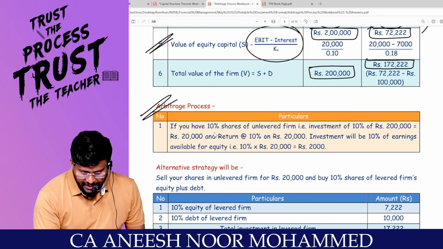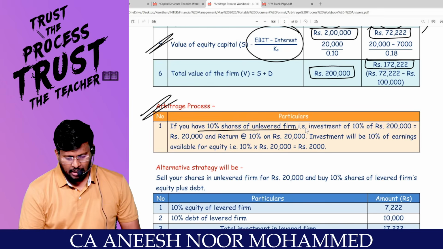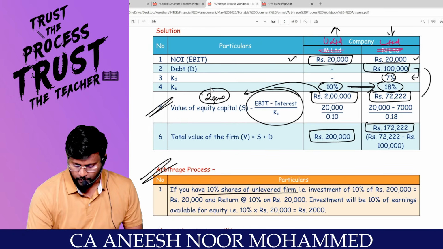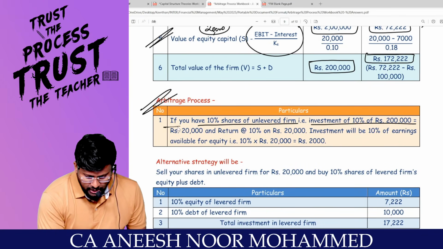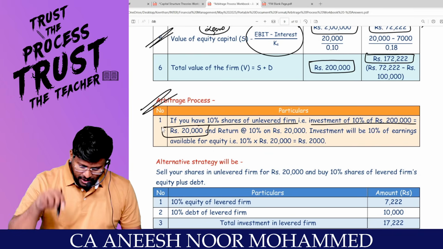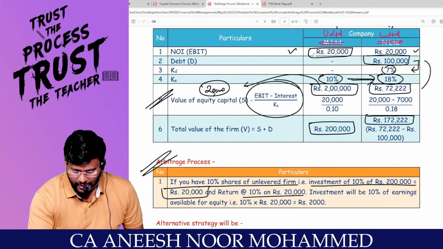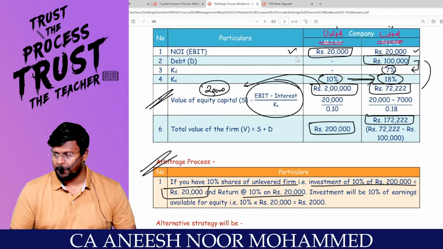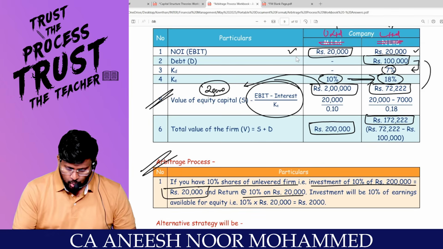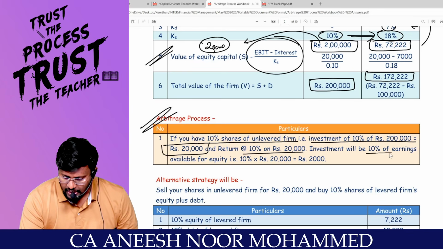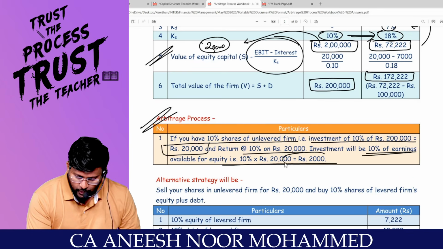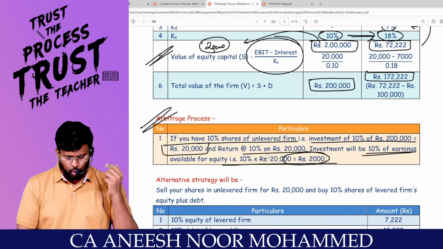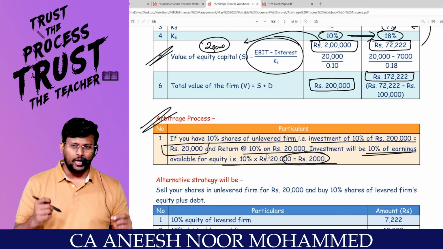If you have 10% shares of the unlevered firm, that means of 2 lakh, 10%, how much will you have in hand? An investment of 20,000 is with you, and you are getting a 10% return. On the 20,000 EBIT, 20,000 into 10% comes to 2,000. That means in the present company, the unlevered firm, you have 20,000 equity and you are enjoying 2,000 rupees.